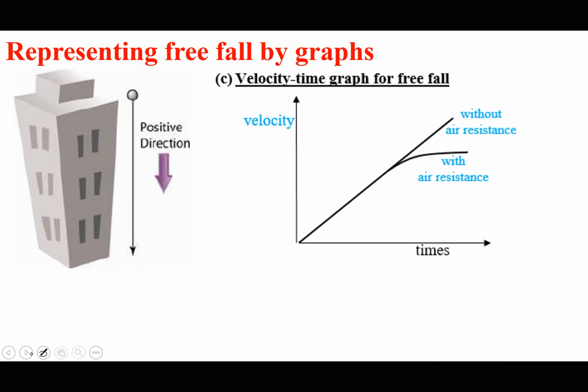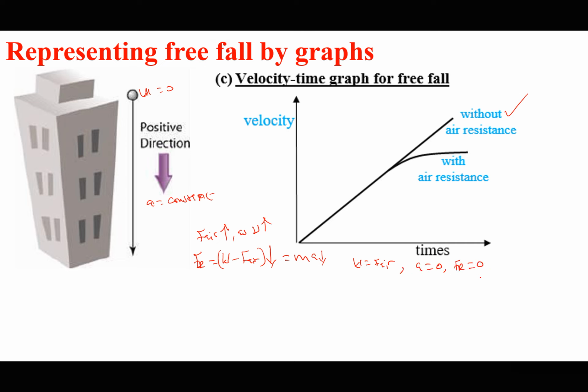But if there is air resistance, the force due to air resistance increases as the speed increases, which means the resultant force, which is given by the weight minus the force due to air resistance, decreases. And remember, resultant force is mass times acceleration, so the acceleration decreases until a point when weight equals the force due to air resistance, which means acceleration will be zero because the resultant force will be zero. And when the acceleration is zero, v becomes constant. How do we show constant velocity on a velocity time graph? That should be a horizontal line.